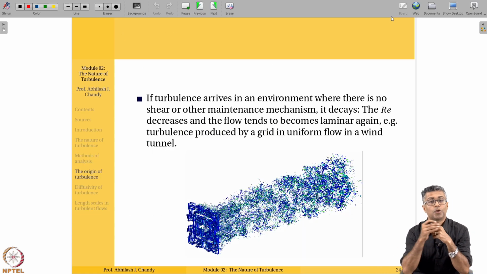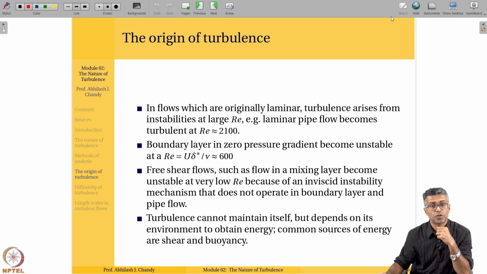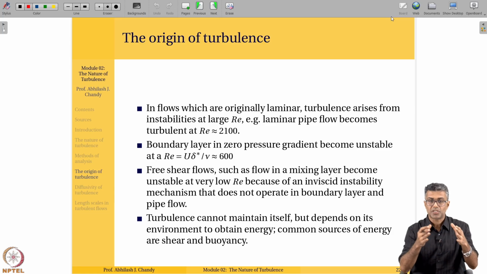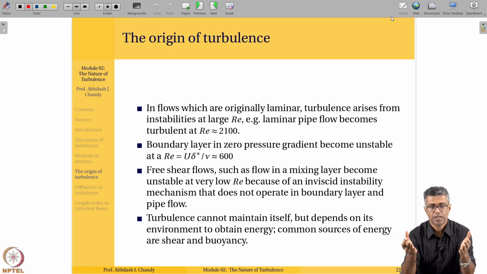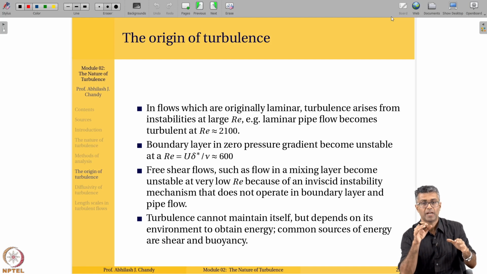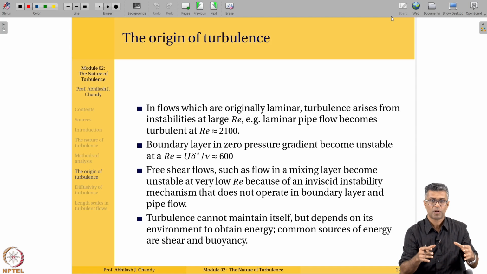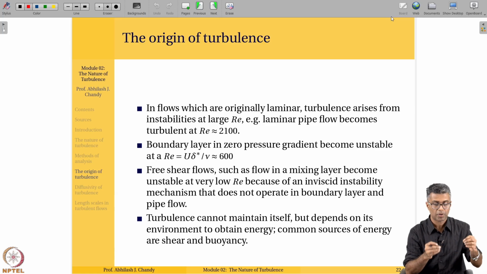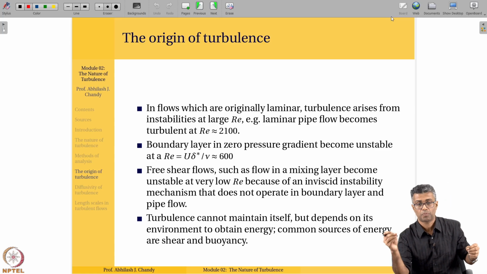So today, what we are going to do is we are going to start by looking at the origin of turbulence. So how does turbulence start? Essentially, that's what we are trying to answer by looking at the origin of turbulence. So in flows which are originally laminar, turbulence arises from certain instabilities. These instabilities start at certain points in space and certain points in time, and then they propagate.